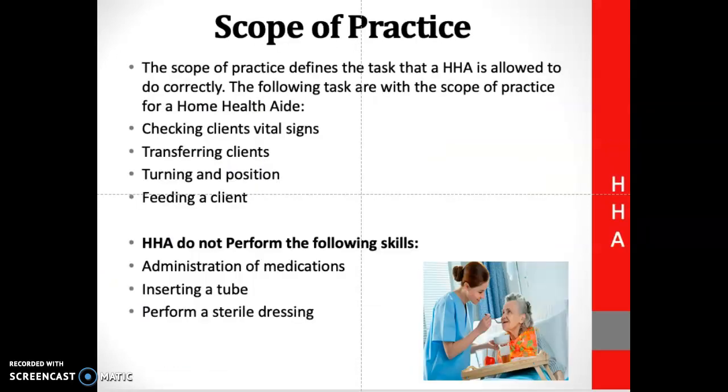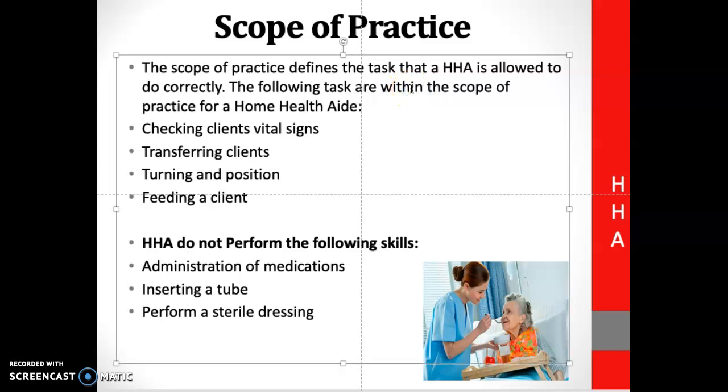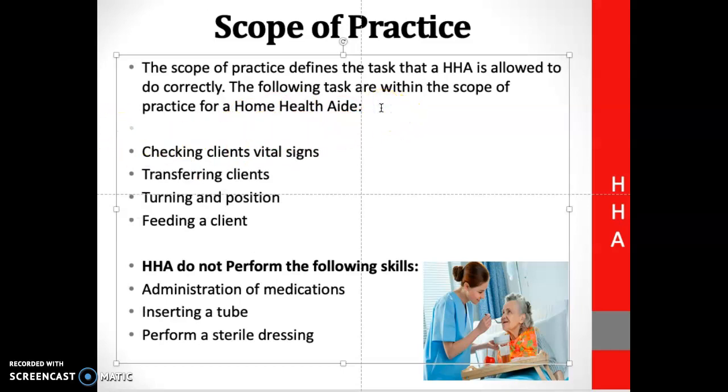So the scope of practice defines the tasks that a home health aide is allowed to do. The following tasks are within the scope of practice for a home health aide, such as checking the client's vital signs. That's part of your job. It's within your scope of practice to monitor your patient's vital signs and report these findings. Transferring a client based on the plan of care, whatever the plan of care indicates.